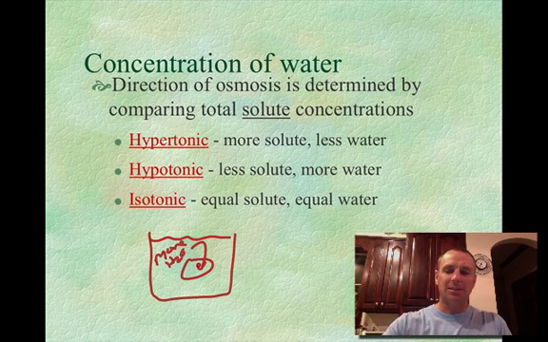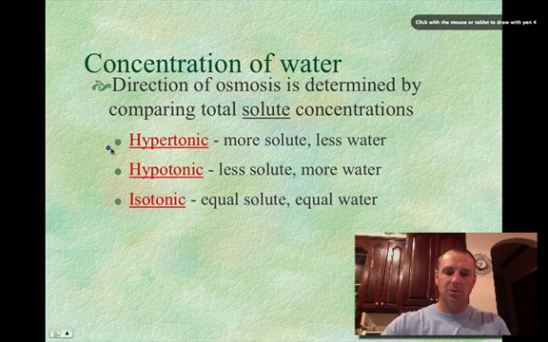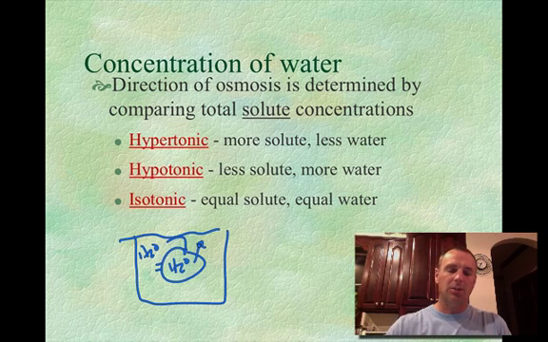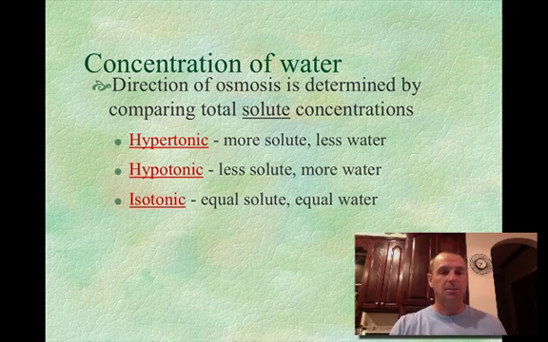The last one's isotonic. Isotonic solution is when you have a cell and there's an equal amount of water outside and inside. They're equal. So even though you might have a movement in and out, there's no net movement occurring, and therefore the cell stays basically how it is.